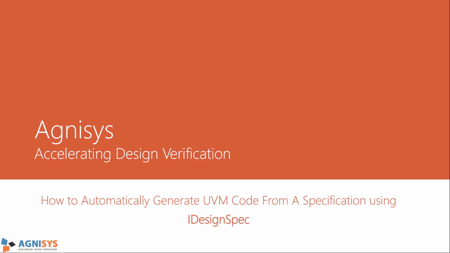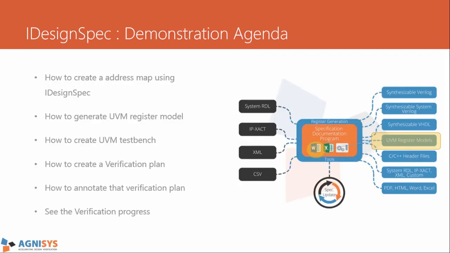In this Agnisys video, we're going to show you how to automatically generate UVM code from our specification using IDesignSpec. We're going to go over how to create an address map using IDesignSpec, how to generate a UVM register model, how to create the entire UVM test bench, also how to create a verification plan, and then annotate the verification plan with live results, and then see the overall verification progress, all using IDesignSpec.